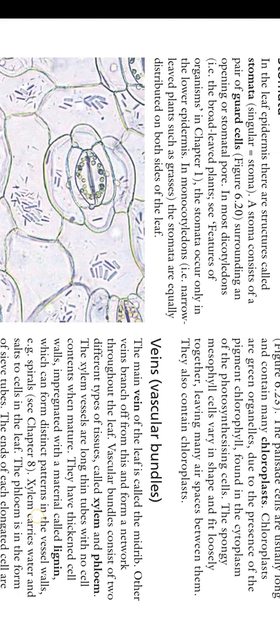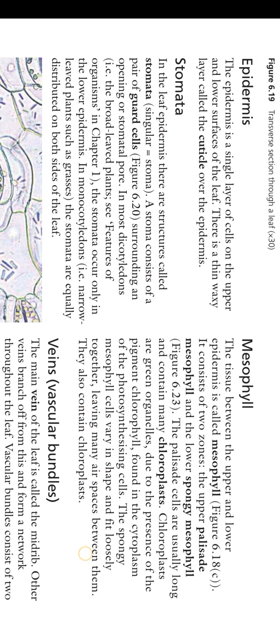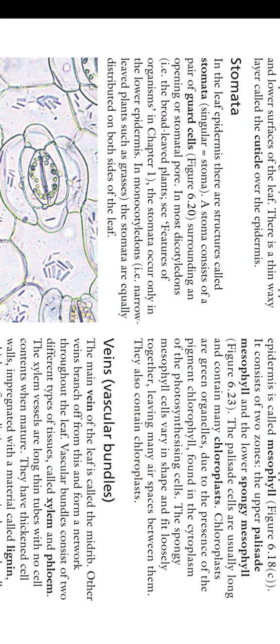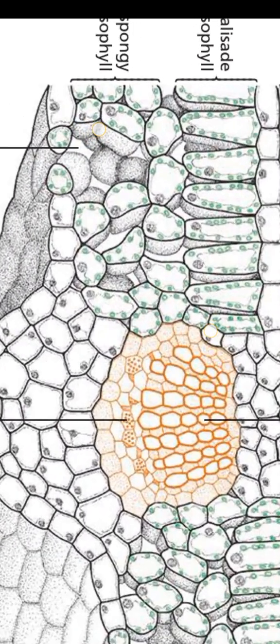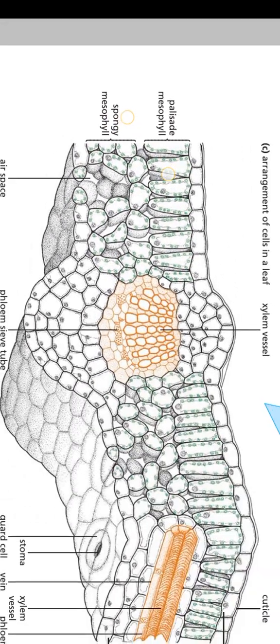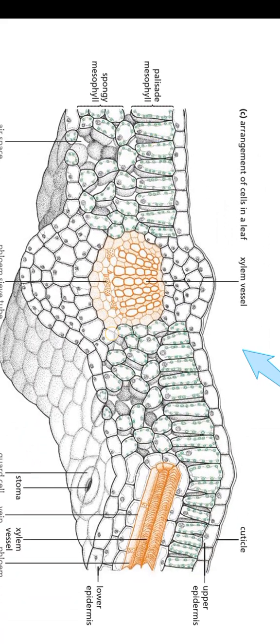The palisade cells are packed closely and contain a lot of chloroplasts. Chloroplasts are green organelles, due to the presence of the green pigment chlorophyll, found in the cytoplasm of the photosynthesizing cells. The spongy mesophyll cells vary in shape and fit loosely together, leaving many air spaces between them. They also contain chloroplasts, but far fewer. The word spongy means containing a lot of air spaces. So spongy is loose, containing a lot of air spaces, but the upper palisade mesophyll does not contain too many air spaces.